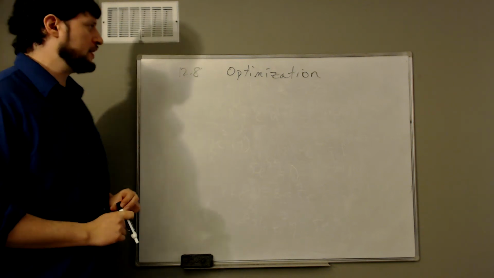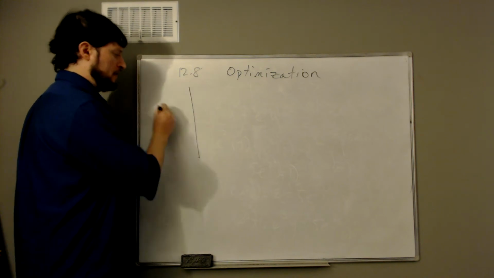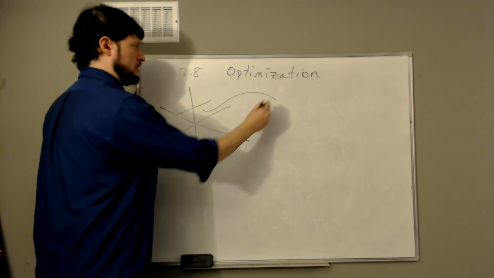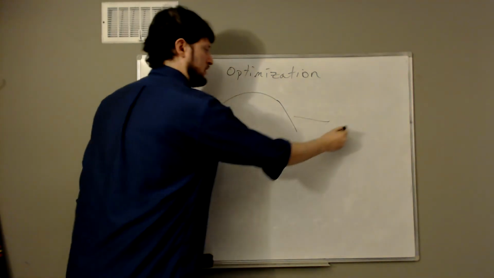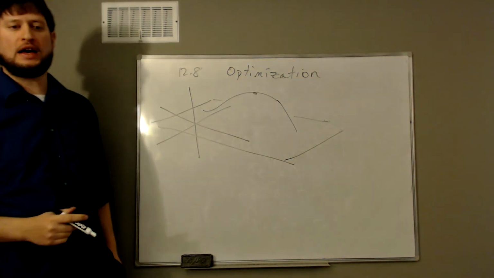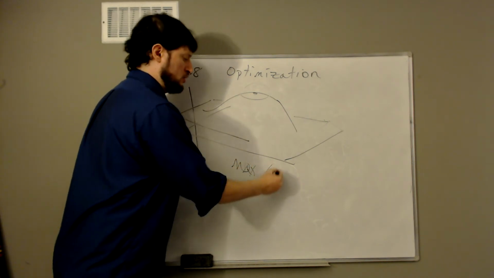All right, 12.8, optimization. Our real question at this point is to look at a function with some graph, and our goal is to find the point where this graph has its maximum value. So we're looking for these max or min values.